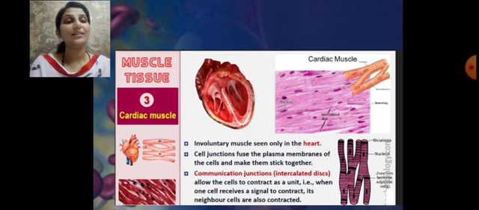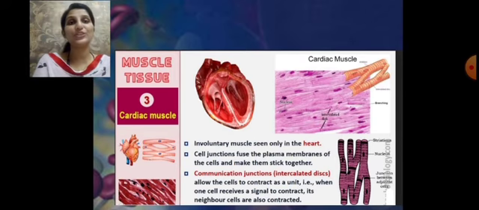When one cell receives a signal to contract, its neighboring cells also undergo contraction. So they undergo contraction and relaxation. And due to the presence of the intercalated disc, they are able to contract and relax as a unit. So these are the three types of muscular tissue: the striated, the smooth and the cardiac muscles.